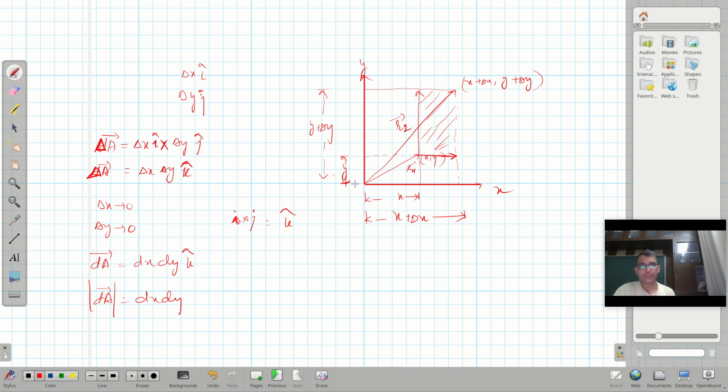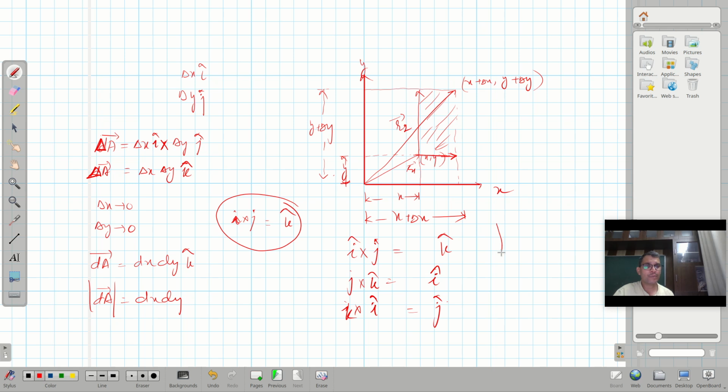This is the way this area can be calculated. So let us have a look at how this comes out. As I told you earlier, i cross j, these two are lying in the xy plane, so the resulting vector is perpendicular to both i and j. Similarly, j cross k is equal to i cap, and k cross i is equal to j cap, right?